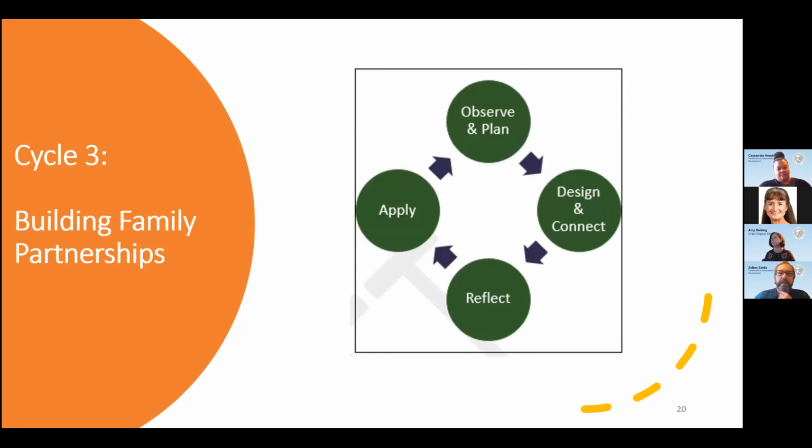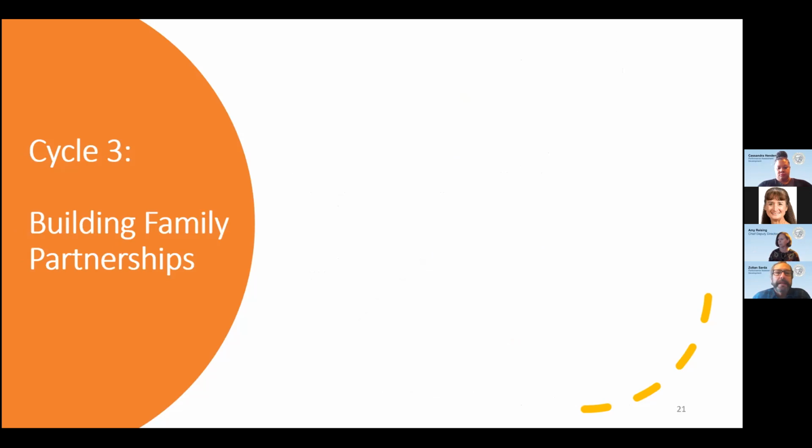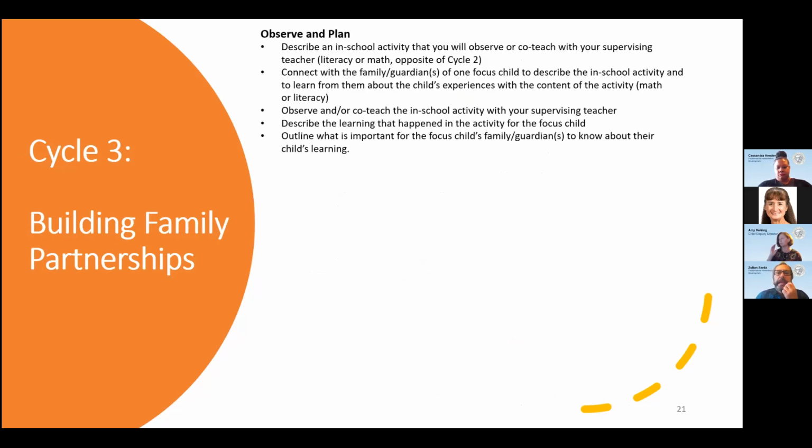Okay, and again, these are designed to be about 2 to 3 week cycles. So cycle 3 is also a 2 to 3 week cycle. The 4 steps are observe and plan, as all the other 2 cycles are. This one is around design and connect, and then again, the reflect and apply. So for cycle 3, what the candidate will do is they're going to observe or co-teach an activity with their supervising teacher. And the activity will be either math or literacy, the opposite of cycle 2. So if they did math in cycle 2, they would do literacy for cycle 3.